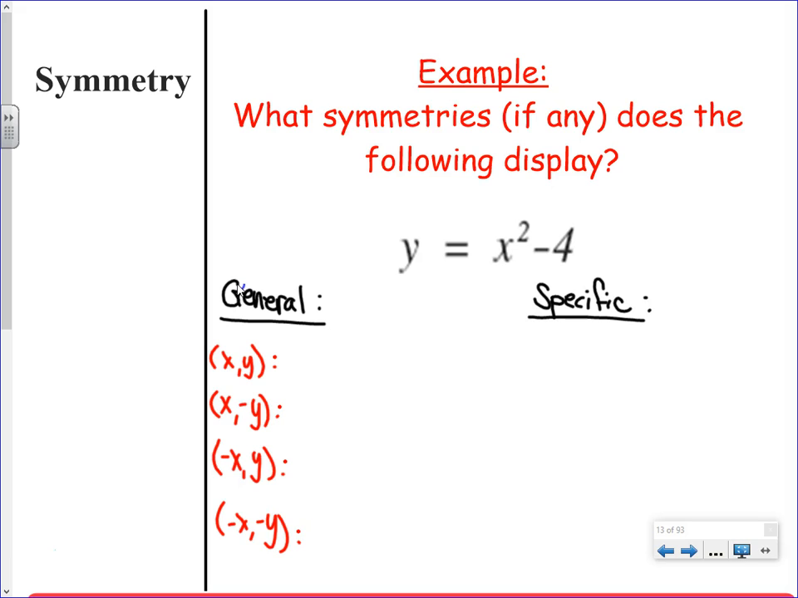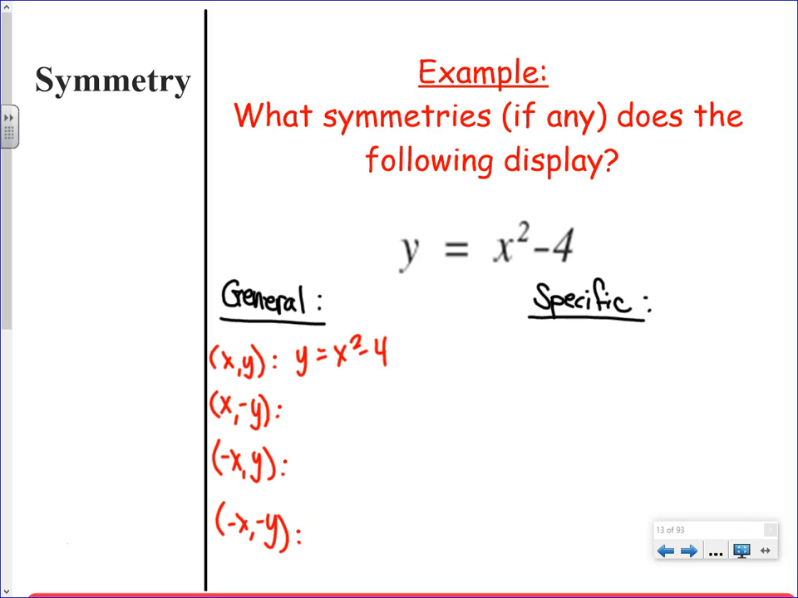Those are the 4 different variations. X, y is just the normal point, and then 3 different transformations. Remember, our goal is to see which of them, in general, stay the same. So we know what the equation is supposed to look like with a normal x, y. You just steal the original equation and say, okay, I'm comparing to y equals x squared minus 4. I'm comparing to that one.